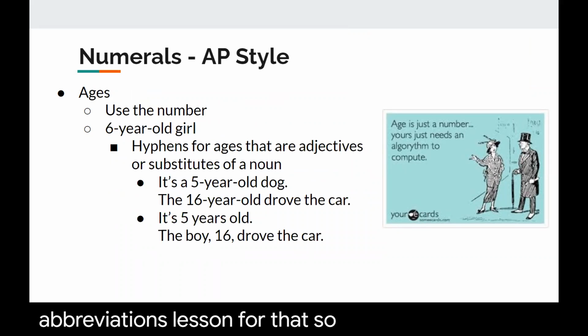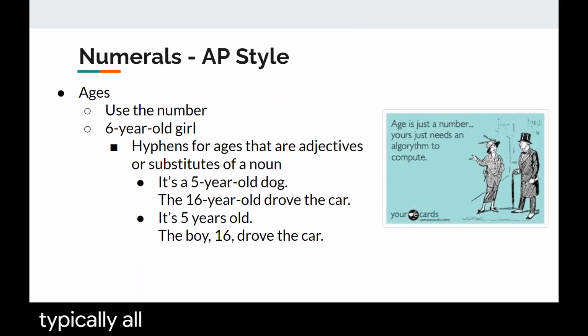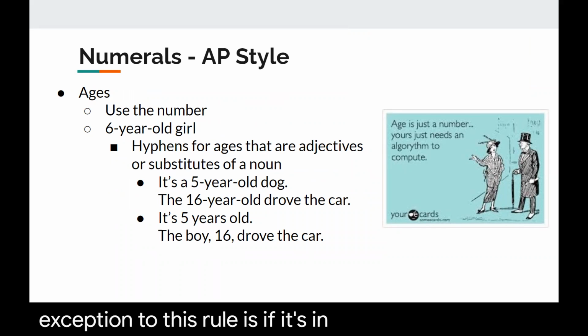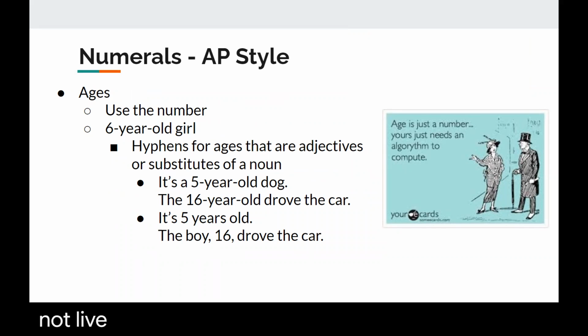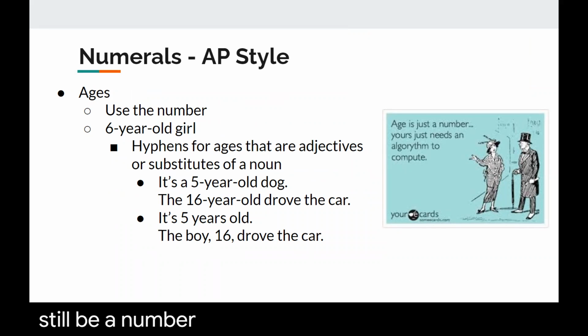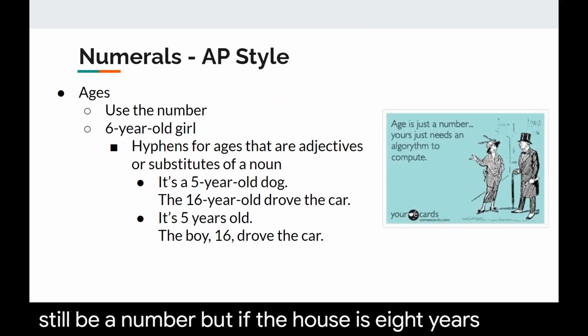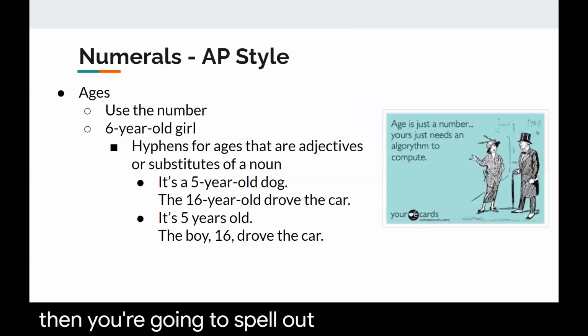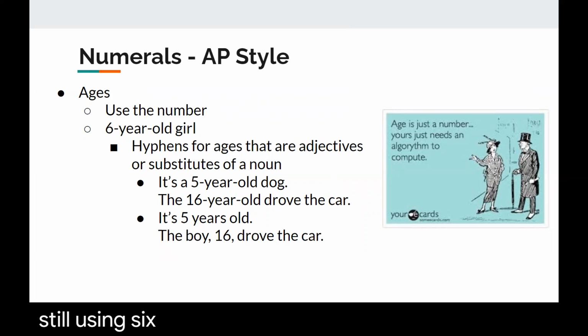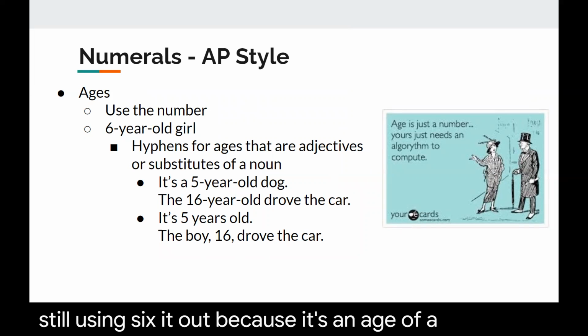In terms of age, we typically almost always use the number. The only exception to this rule is if it's an inanimate object, if it's not living. Like if the house is 10 years old, well, 10 would still be a number, but if the house is 8 years old, then you're going to spell out the word eight. One of the common uses would be 6-year-old girl. So you're still using 6 as a number instead of spelling it out because it's the age of a person.